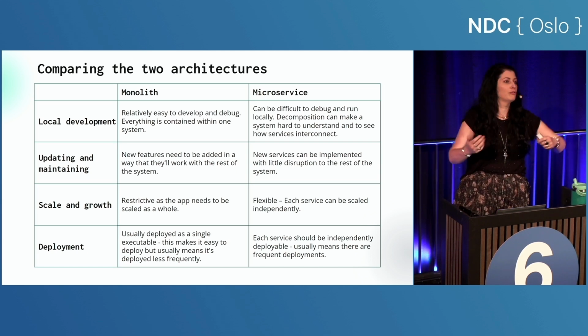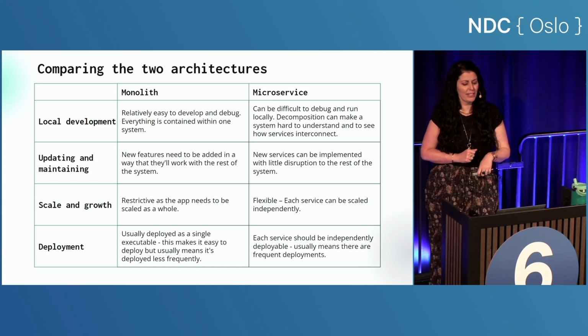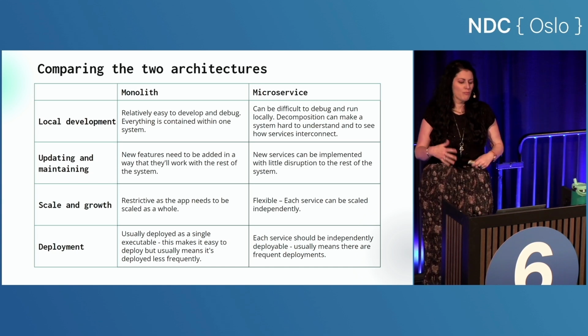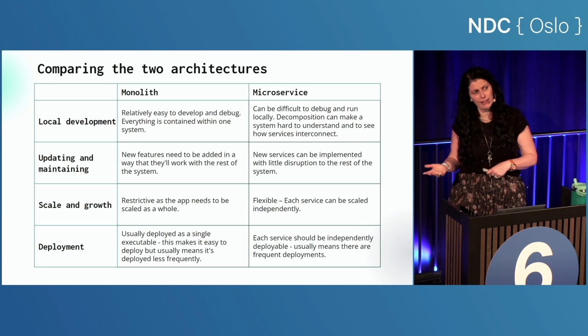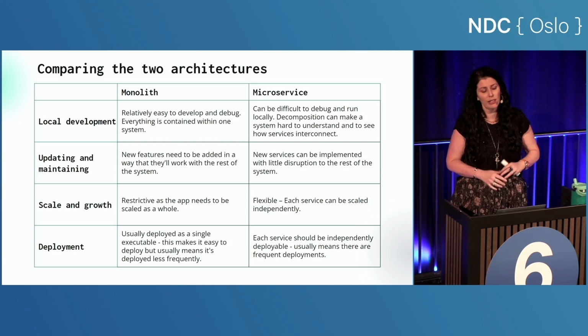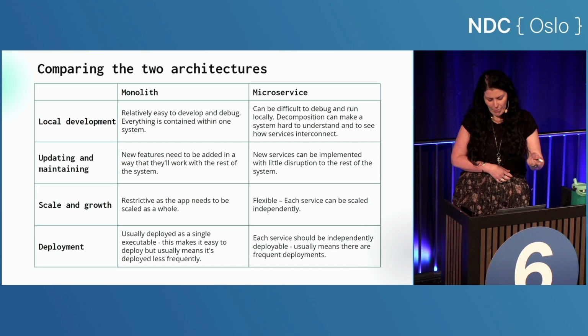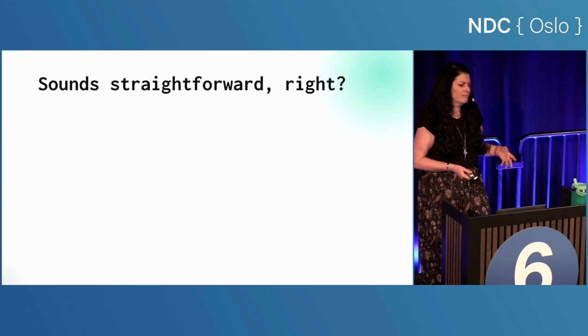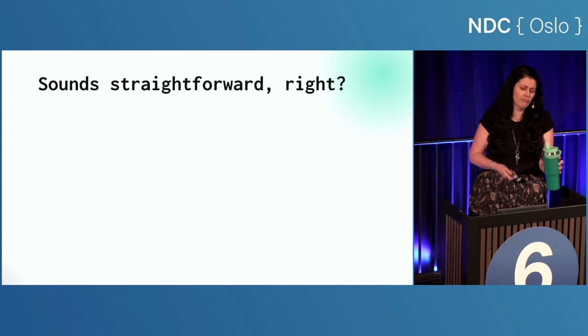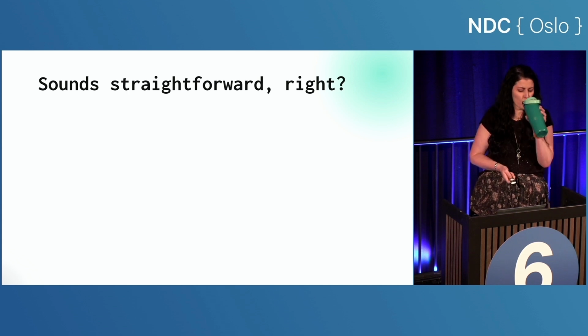Deployment, you could right-click, publish your monolith. Yay, nice and easy. But with the deployment of distributed systems, that's more complex. There's a lot of orchestration that needs to happen around that. All right, so that decision sounds straightforward. Yeah, you need to scale. You're going to go to distributed microservices.